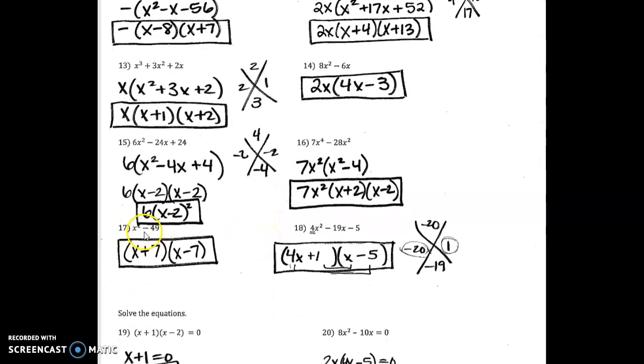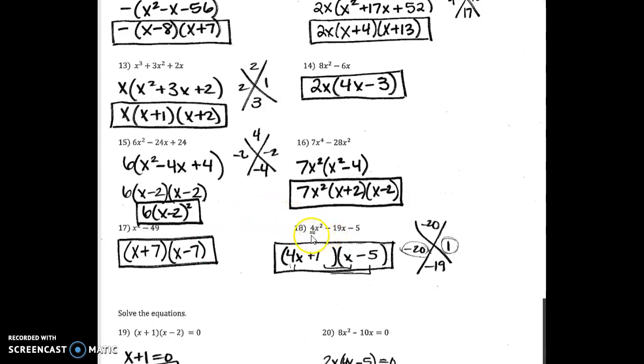17, like I alluded to before, that is one of those, it's called a sum and difference pattern, or we call it DOTS, difference of two squares. X squared is a perfect square, 49 is a perfect square, and there is a minus or difference in the middle. Always factor down to this.